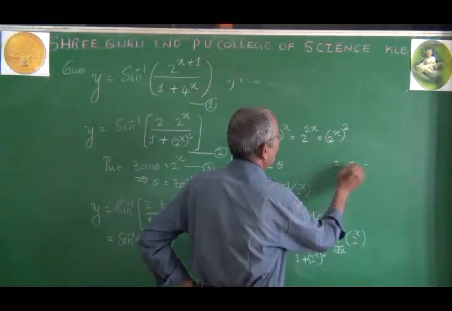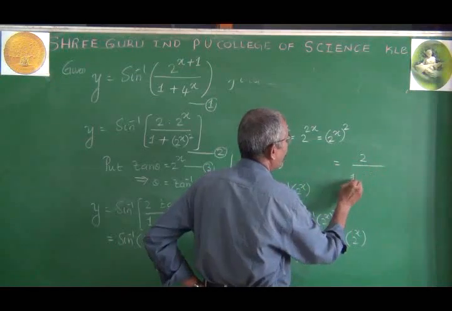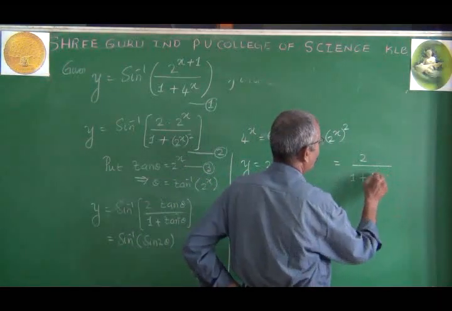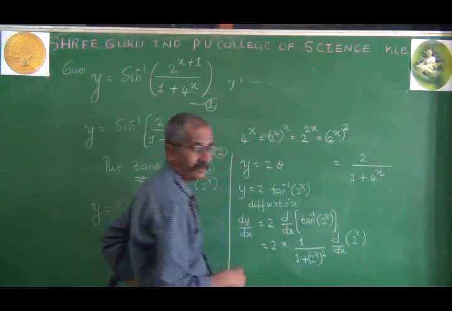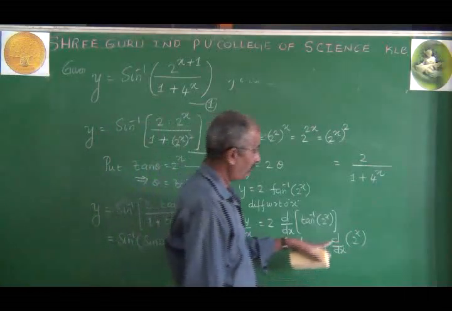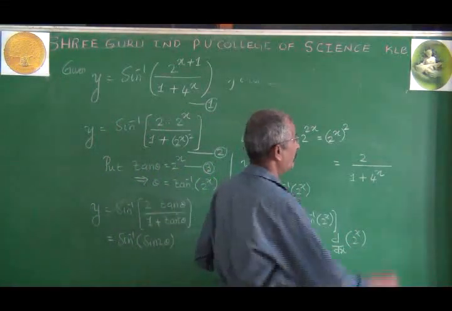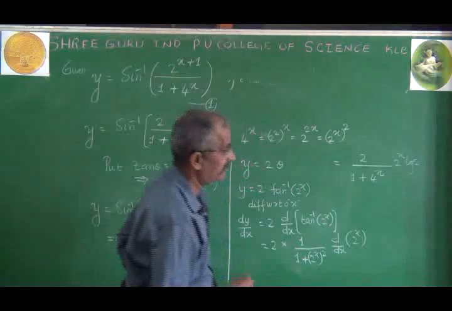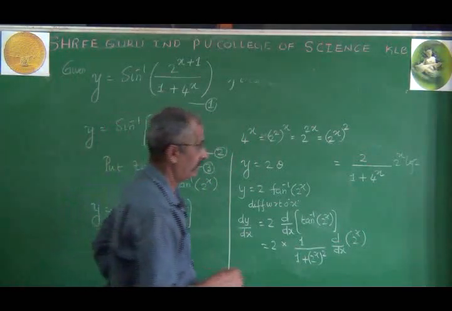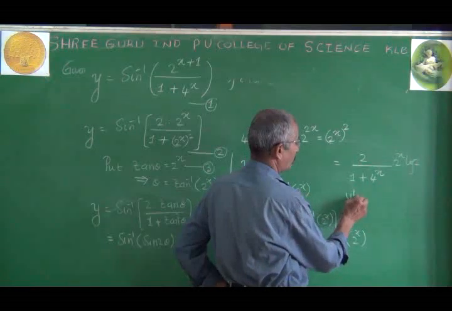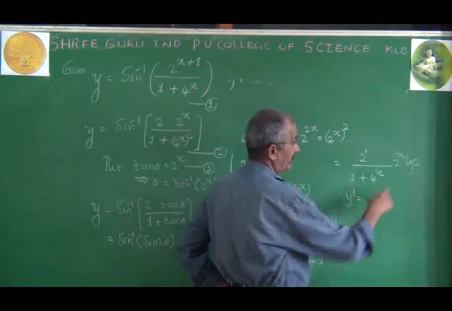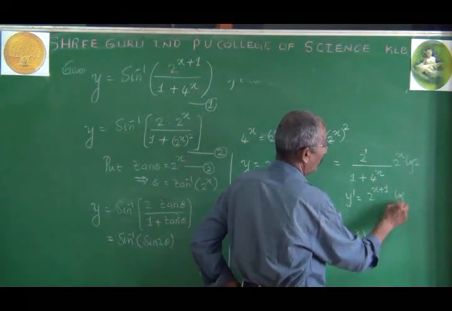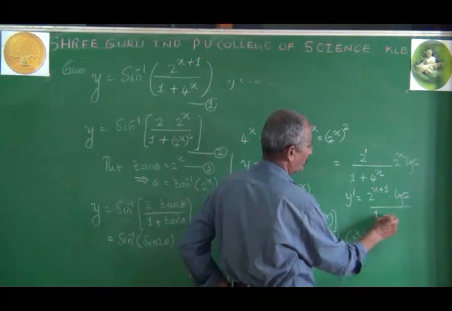That equals 2 into 1 divided by 1 plus (2 power x) whole square, which may be written as 2 to the power 2x, or 4 to the power of x, and also multiplied with the differentiation of 2 power x, which becomes 2 power x into log 2. Recall the formula: differentiation of a power x is a power x into log a. Finally, y dash equals 2 into 2 power x, that is 2 power x plus 1, into log of 2, whole divided by 1 plus 4 to the power of x.